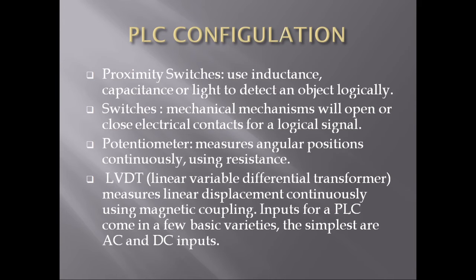Proximity switches use inductance, capacitance, or light to detect an object logically. Switches: mechanical mechanisms will open or close electrical contacts for a logical signal. Potentiometer measures angular positions continuously, using resistance. LVDT, linear variable differential transformer, measures linear displacement continuously using magnetic coupling.